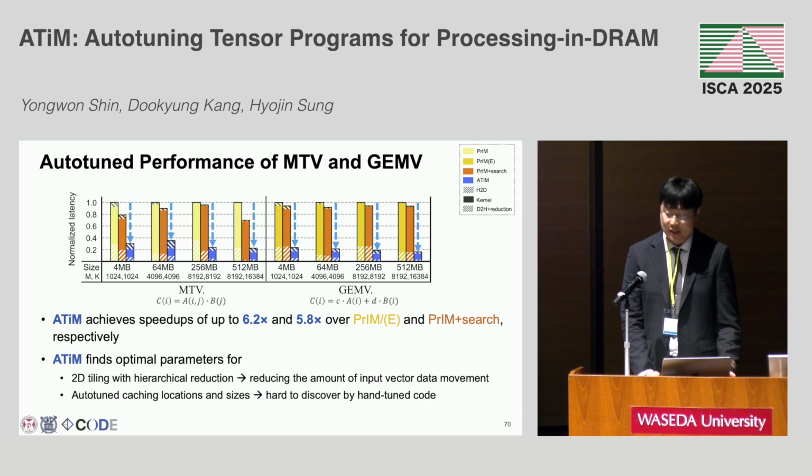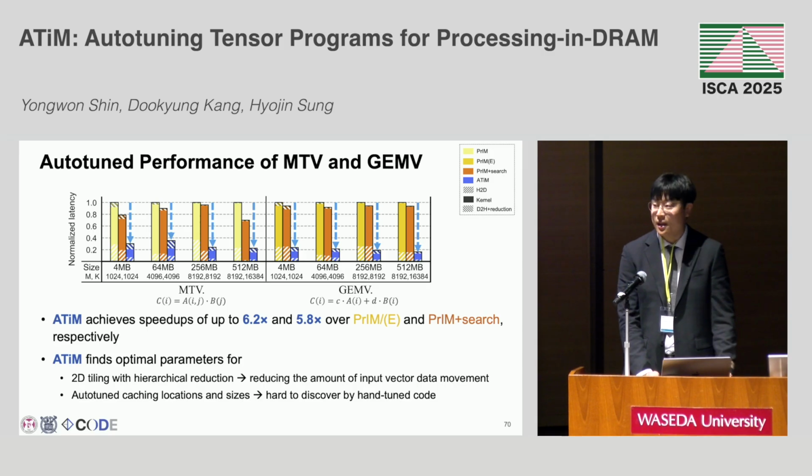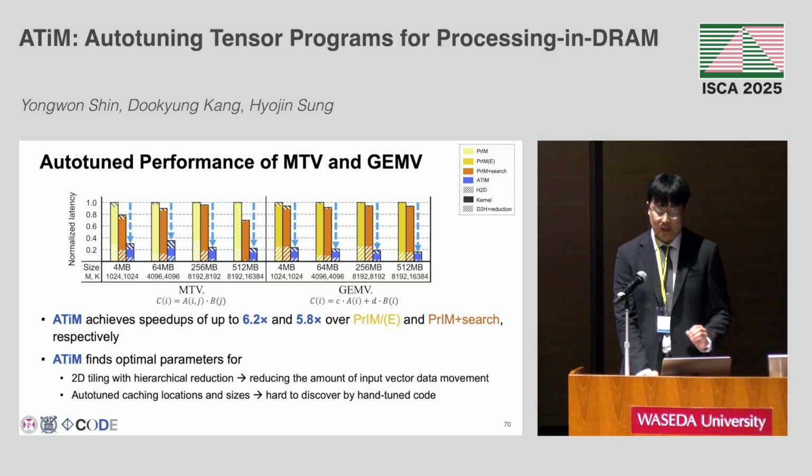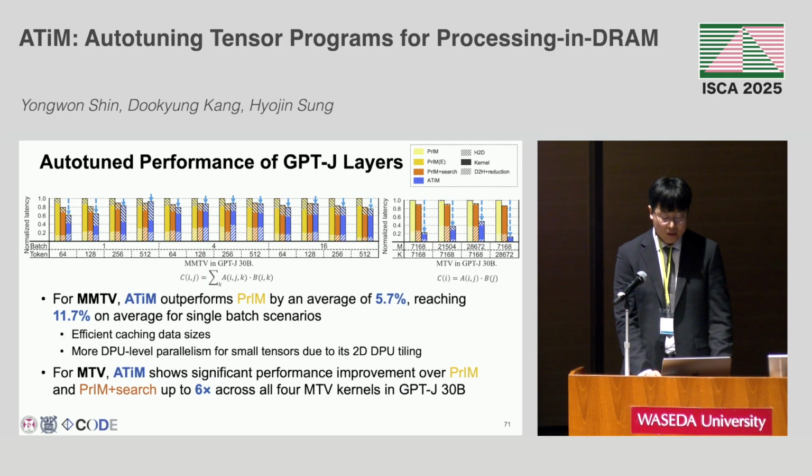This graph shows MTV and GEMV latencies compared to PrIM. ATiM achieves up to 6.2 times speedup over PrIM and 5.8 times speedup over PrIM search. This is mainly due to decreased input data movement by 2D tiling with hierarchical reduction. The auto-tuned caching sizes also contribute, since they are very hard to find by hand. On GPT-J, ATiM outperforms PrIM by 5.7% on average for MMTV, reducing latency by 11.7% on average for single batch scenarios. These gains come from more efficient caching strategies and increased DPU-level parallelism for single batches using 2D tiling.